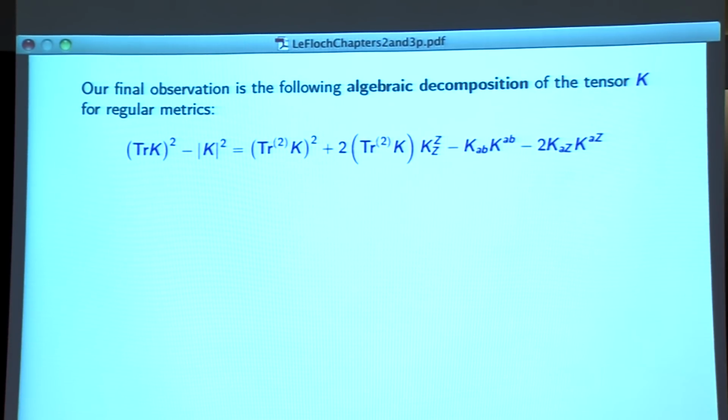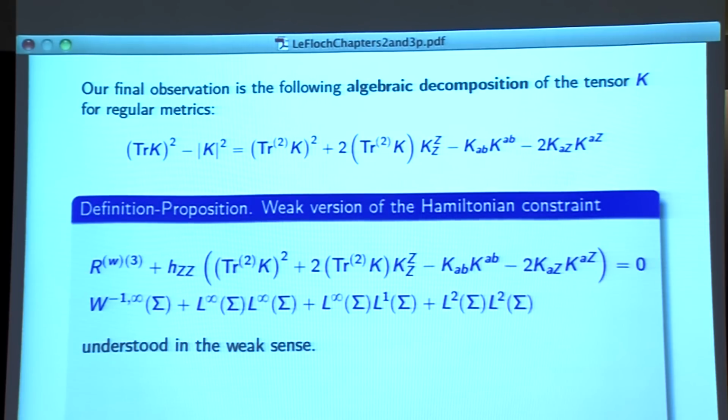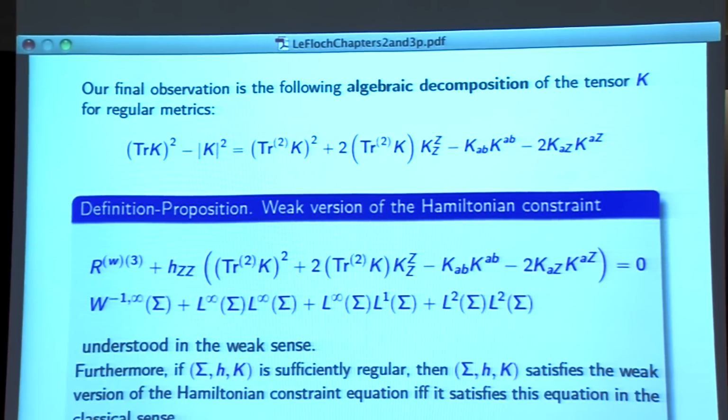Okay. So the left-hand side does not make sense at the weak regularity level, but the right-hand side makes sense. So of course, I'm using the right-hand side, and if I collect everything, this is what I have obtained, right? So I have obtained that the weak version of the Hamiltonian constraint takes the following form. So R3, so this is our weighted scalar curvature. We have now this weight HZZ because we have weighted the scalar curvature. And what I put here is just a collection of all these terms here. Okay? And I need to do that because now this makes sense.